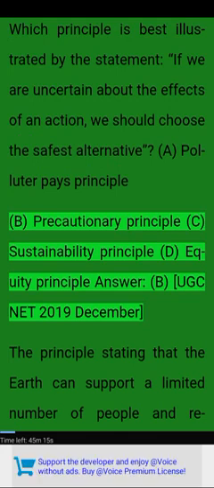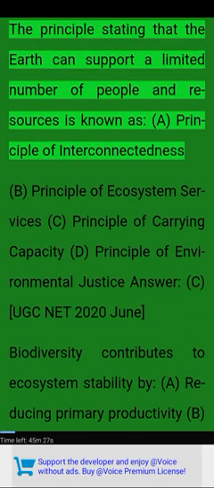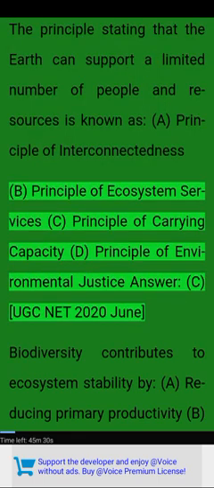UGC NET 2019 December. The principle stating that the Earth can support a limited number of people and resources is known as A. Principle of interconnectedness. B. Principle of ecosystem services. C. Principle of carrying capacity. D. Principle of environmental justice. Answer. C. UGC NET 2020 June.